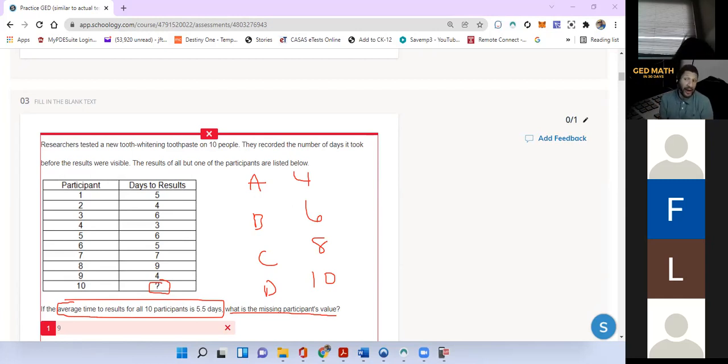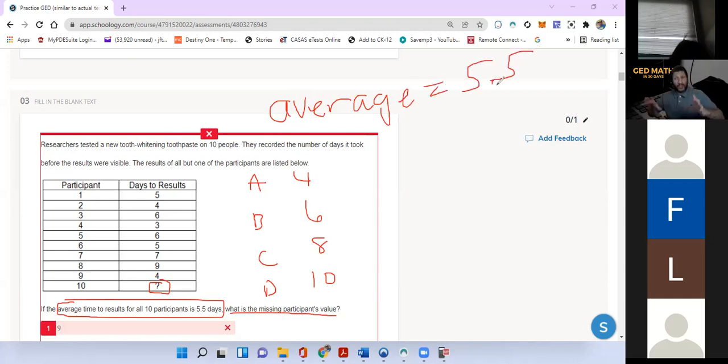So they already gave us the average though. Right? If you look at the last part where they give us the question, it says if the average time for all 10 participants is 5.5 days. So they already give us the average. That is a given. This is where it's important to identify what's given. They gave us the average.